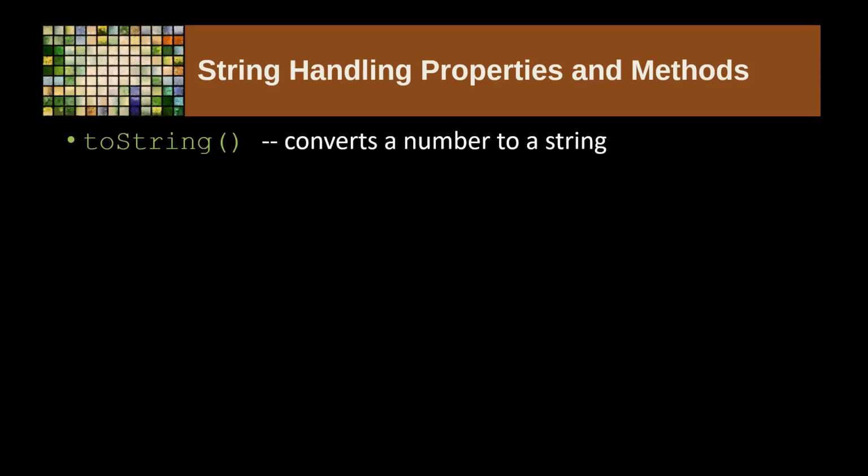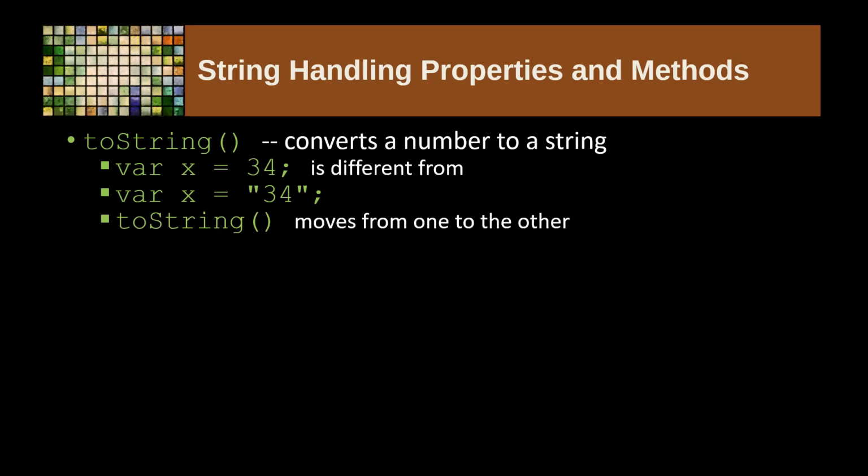So toString converts a number to a string, and this can be very useful if you want to start using that number as a string, and sometimes you're definitely going to want to do that. And we'll see that later with coding. So for example, I just want you to understand that this variable, your x variable equal to 34, is different from this. In the first case, that's a number. In the second case, that's a string, because we put it in quotation marks, that means that x in the second case is a string. toString would allow you to take that first line of code and turn it into essentially that second line of code.